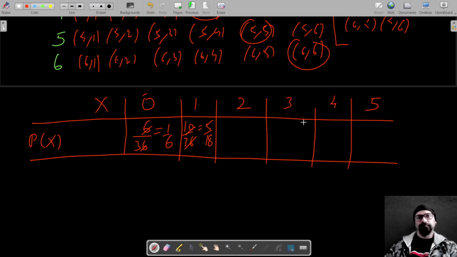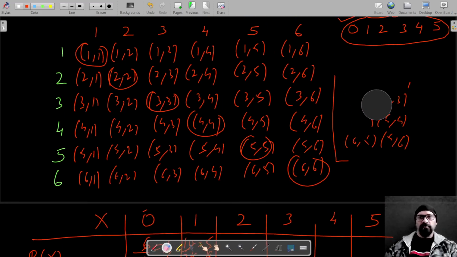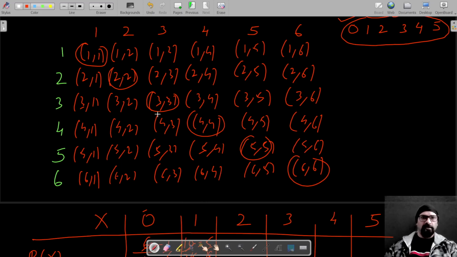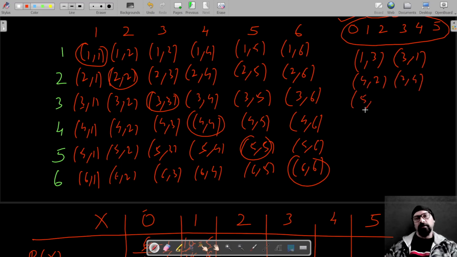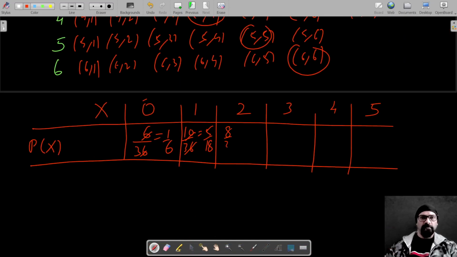Similarly, for difference 2, we get 1 3, 3 1, 4 2, 2 4, 5 3, 3 5, 6 4, and 4 6. So these are 8 possible outcomes. So this is 8 by 36, which gives me 2 by 9.